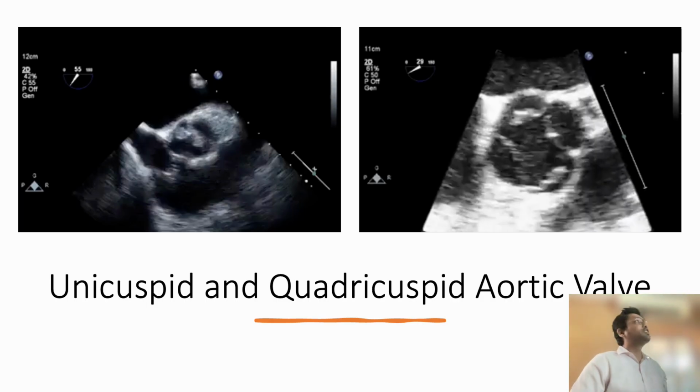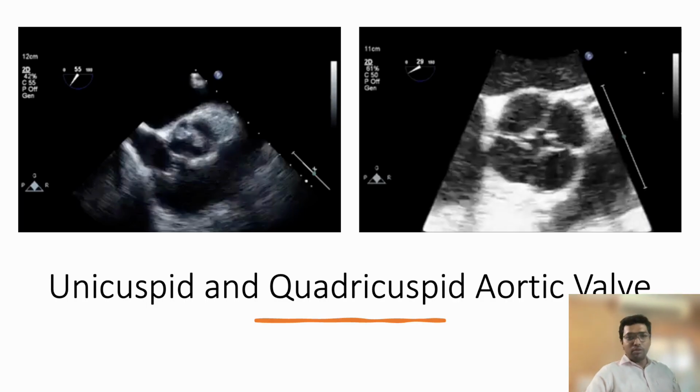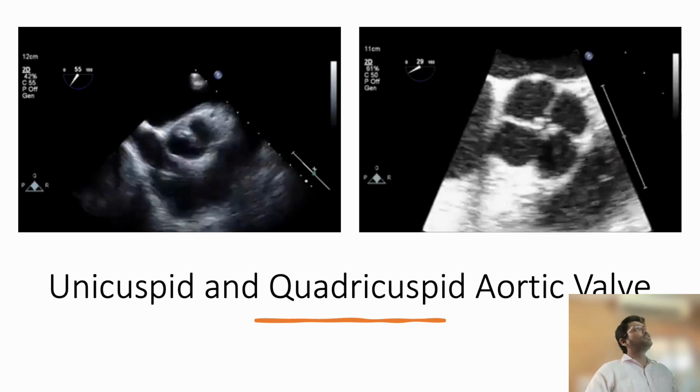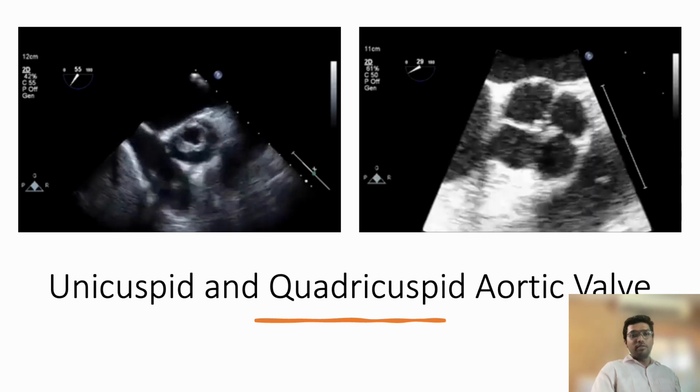So this is a unicuspid and a quadricuspid aortic valve example. This is a unicuspid valve. It is a quadricuspid aortic valve.